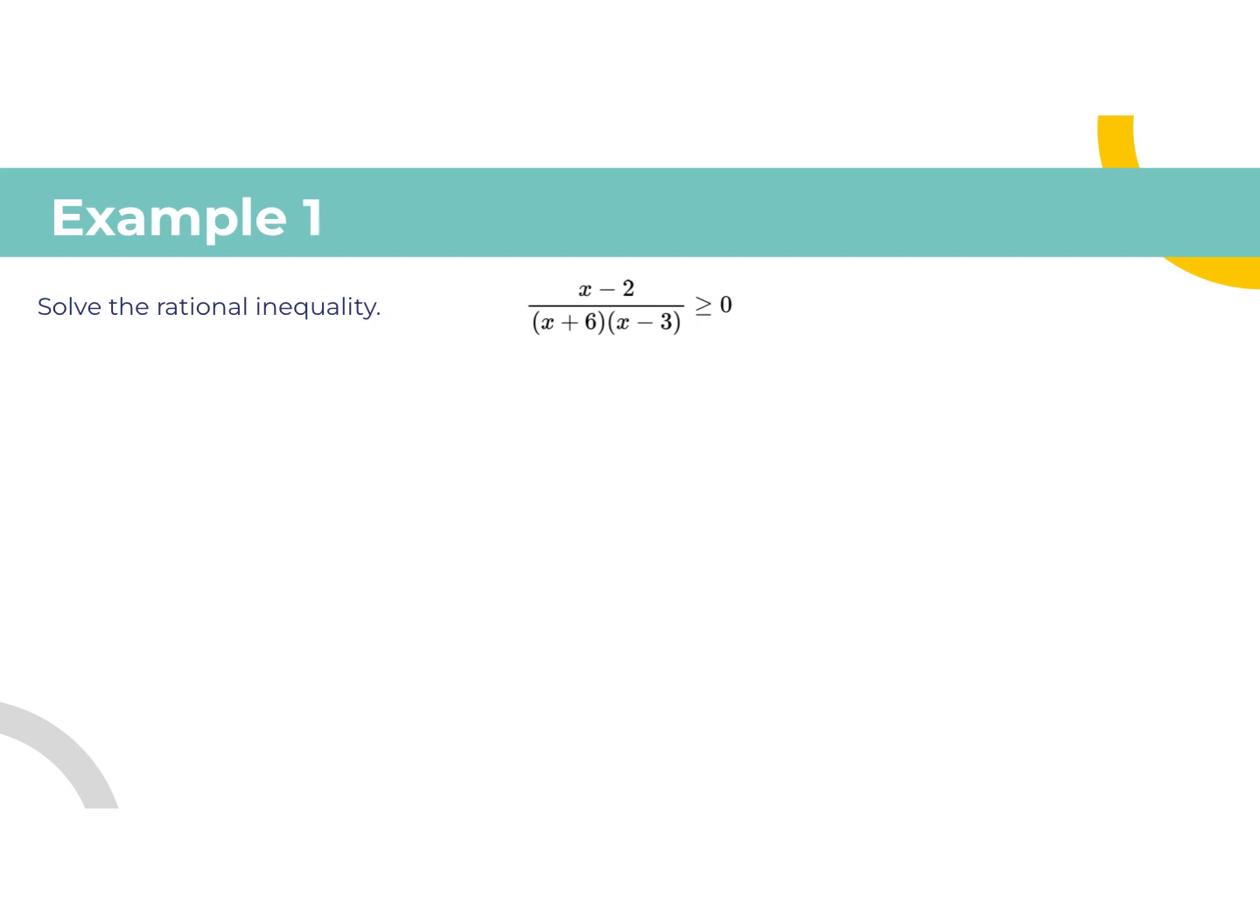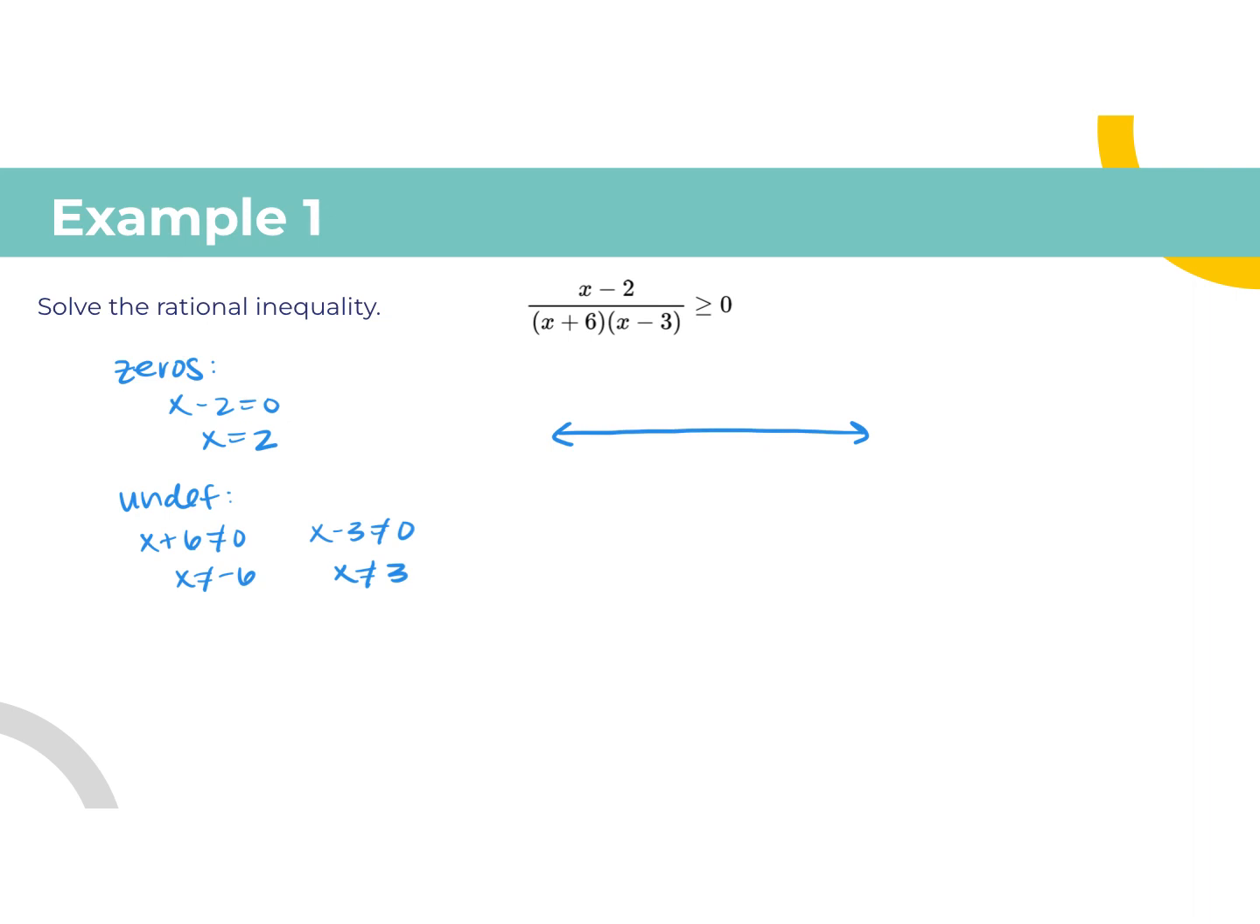Here we have a rational function. We want to find where that function is greater than or equal to 0. So my first step is to find the zeros and the undefined values. My zeros here, I'm going to set my numerator equal to 0. I get x equals 2. And for my undefined values, I get -6 and +3. I'm going to make a sign chart now with all 3 of those values, making sure I order them.